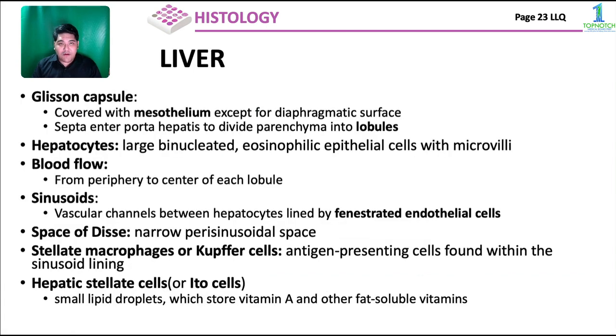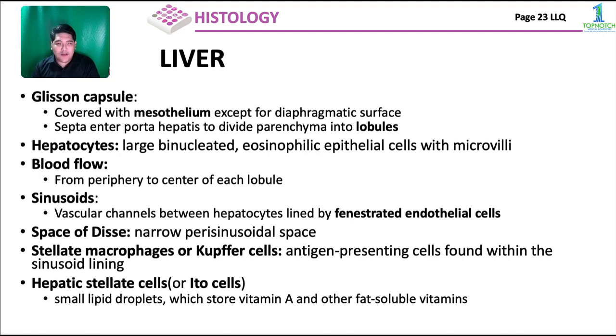Now, your liver is covered with your Glisson capsule with mesothelium ito. And your septa, like your pancreas, when it enters your porta hepatis, it divides your parenchyma into your lobules. Ang cells of your liver is called hepatocytes. They are large binucleated eosinophilic epithelial cells with microvilli. And the blood flow in the liver is from periphery to center of each lobule.